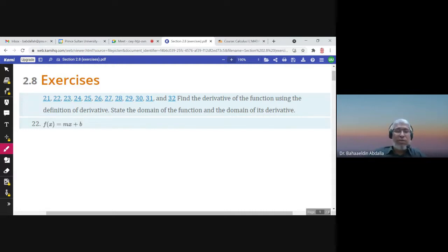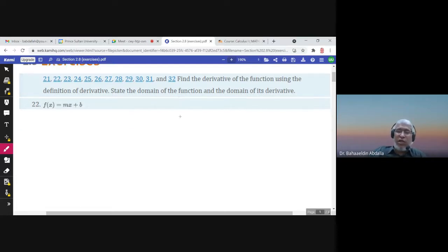These are some exercises about section 2.8. Find the derivative of the function using the definition of derivative. State the domain of the function and the domain of its derivative. Well, you remember, the derivative of the function by definition is the limit when h approaches 0 of f of x plus h minus f of x over h.